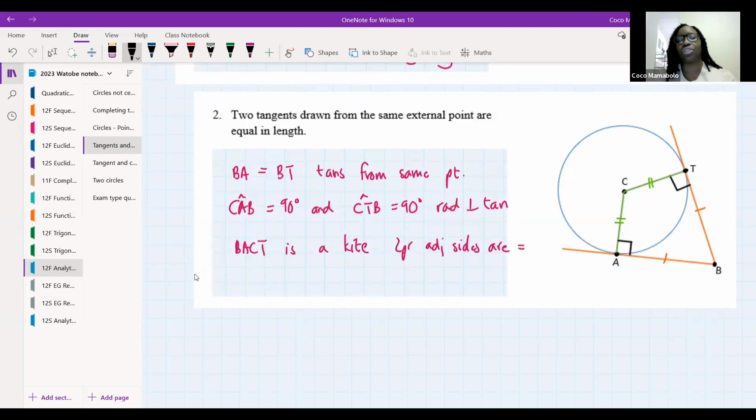Nolazi says tangents to a point. Okay, cool. Thank you for trying.